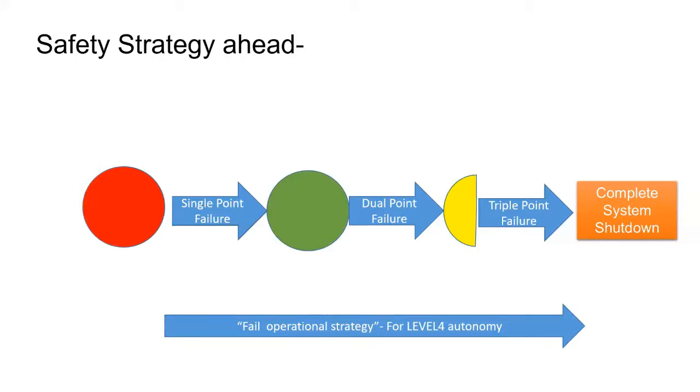So you can quickly see that from where we were, we now need to go to a failure condition called triple point failure, which can only go into a state of complete system shutdown. So we need to make the architecture follow this, and we need to make sure our design achieves this goal. That's what we need for level 4 autonomy.